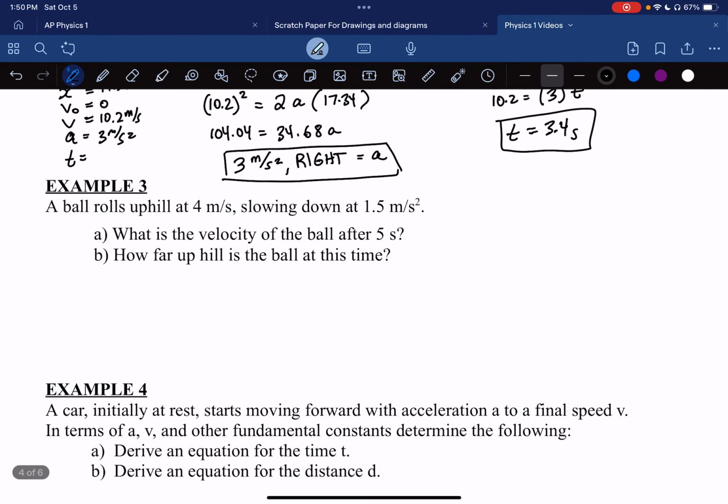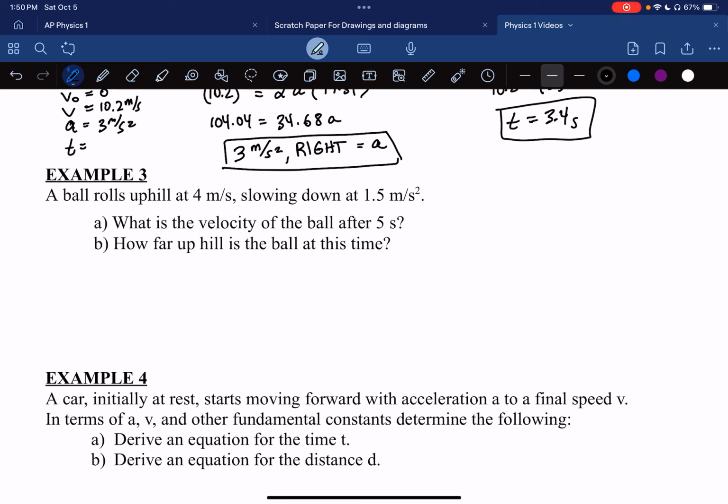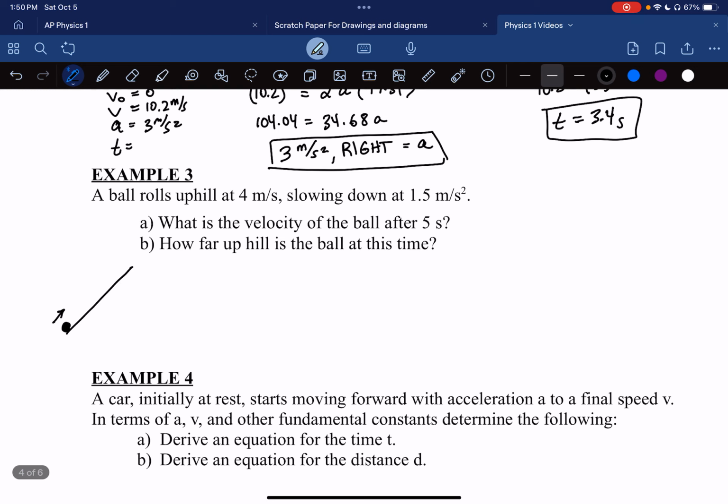Okay, let's keep going. A ball rolls uphill at 4 meters per second, slowing down at 1.5 meters per second squared. What is the velocity of the ball after 5 seconds? And how far up the hill is the ball at this time? Just going to draw a picture of this. So the ball is headed up here, uphill at a velocity of 4 meters per second, up, and it's slowing down. So here's something very important. This is clearly an acceleration, meters per second squared, and it says that the ball must be slowing down.